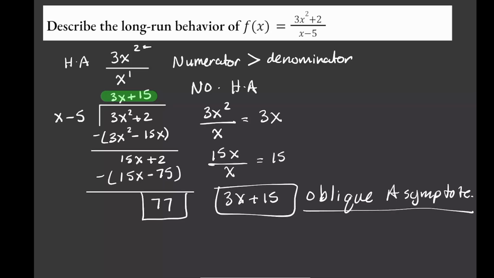So remember, to obtain that asymptote, all I have to do is the long division, and the only time I would have that asymptote is when the power of the numerator is 1 degree higher than the power of the denominator.